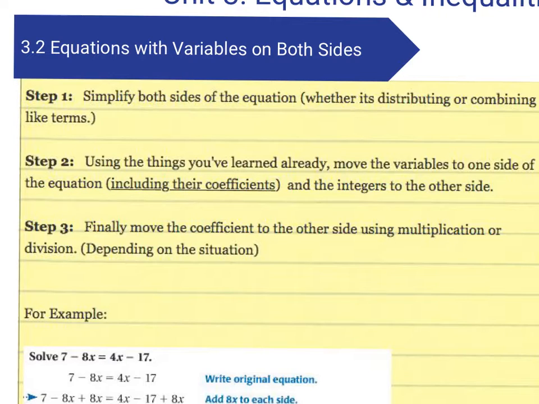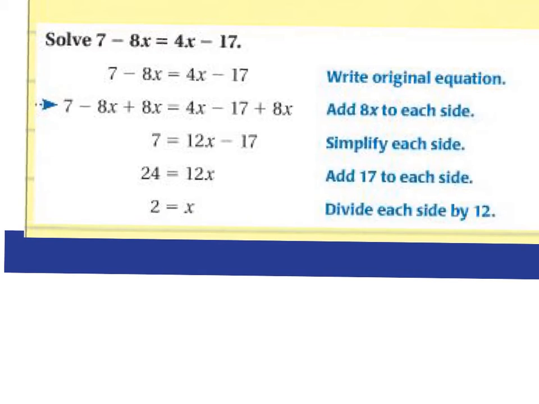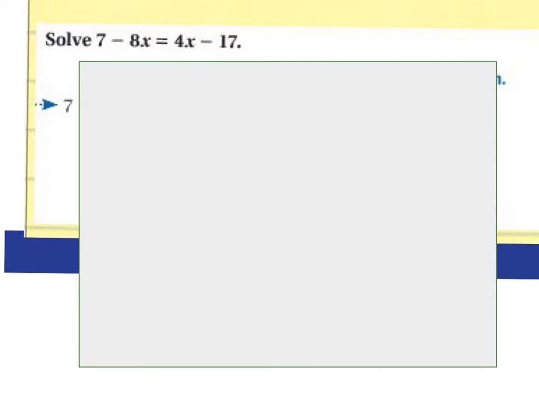Step 2, using the things that you've learned already, you move the variables to one side of the equation and the integers, or the constants, to the other side. Step 3, move the coefficient by either unmultiplying, which is division, or undividing, which is multiplying. Inverse operations. So let's look at this here. We're going to walk through this, which is already solved out, just to show you guys how it works.